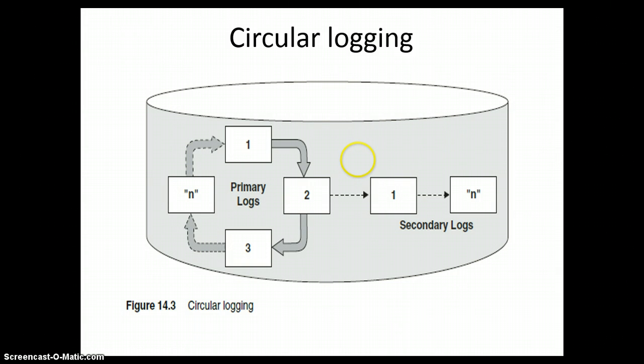So in circular logging, there are two types of logs, primary logs as well as secondary logs. Primary logs are allocated during the database activation when the first connection happens on the database, and secondary logs are allocated on demand. So let's say there are four logs, and once the first primary log becomes full, the second is used, the third is used, and then once all the primary logs are full, the secondary logs are used. So this is all part of circular logging.